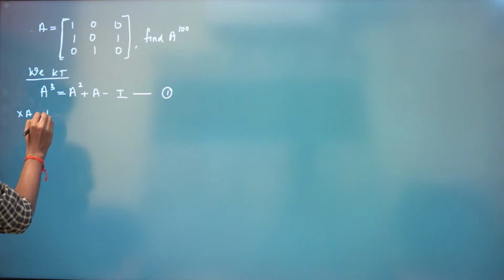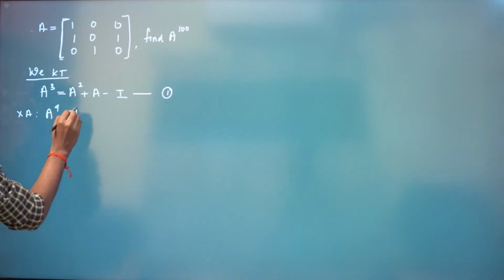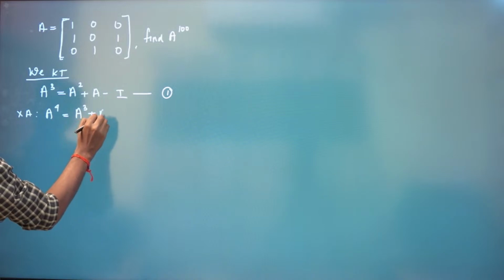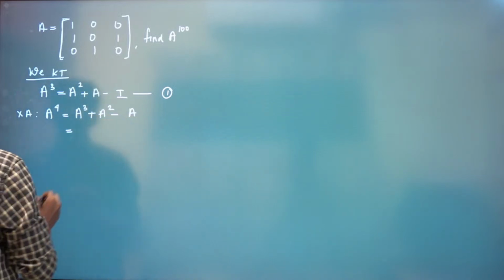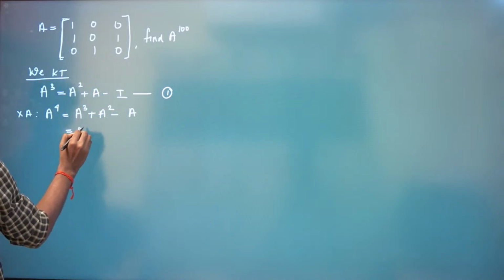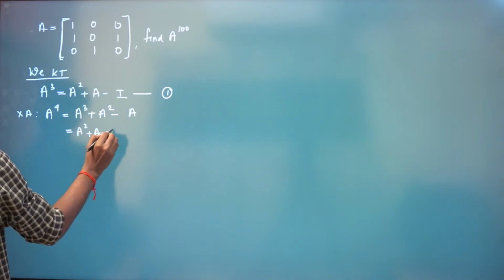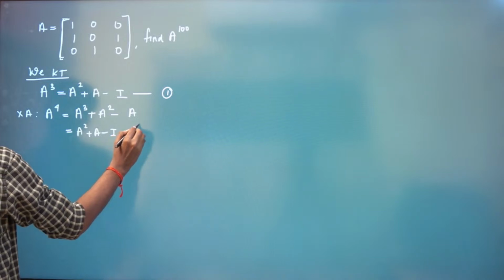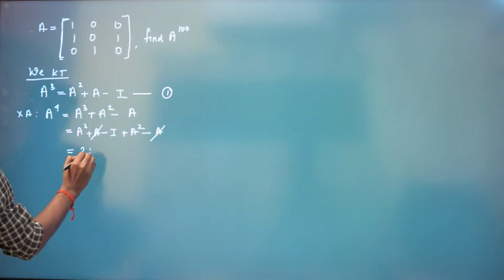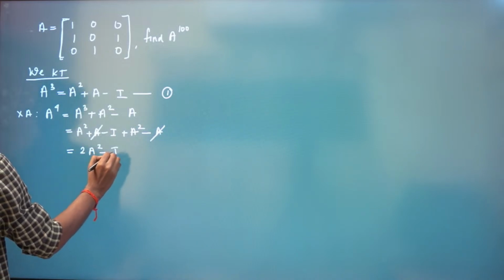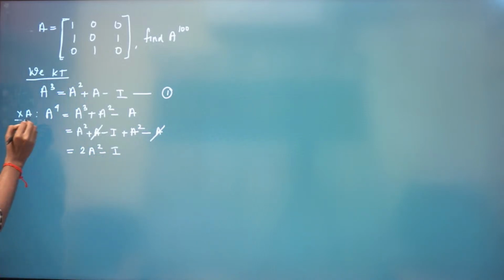So we have A power 4 is equal to A cube plus A square minus A. What is A cube? Again you substitute. A cube is A square plus A minus I, plus A square minus A. So these two will get cancelled, and we have 2A square minus I. So A power 4 turns out to be 2A square minus I.